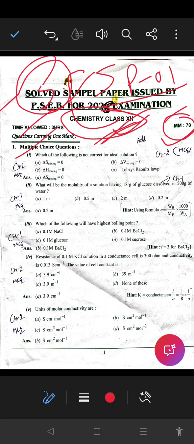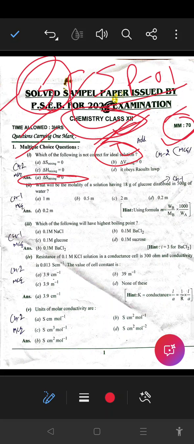So first sample paper, first question: which of the following is not correct for ideal solution? As we know, an ideal solution has delta H mixing and delta V mixing equal to 0 and obeys Raoult's law. So which is not correct? Option A, delta S mixing equal to 0, is not correct for ideal solution.